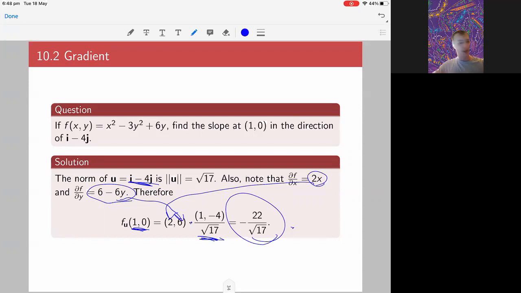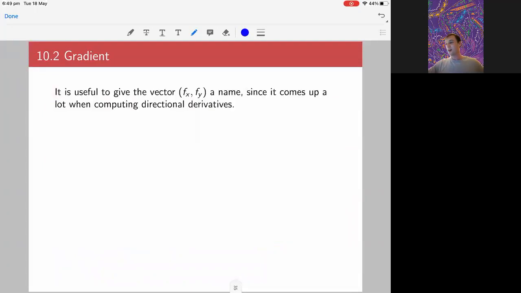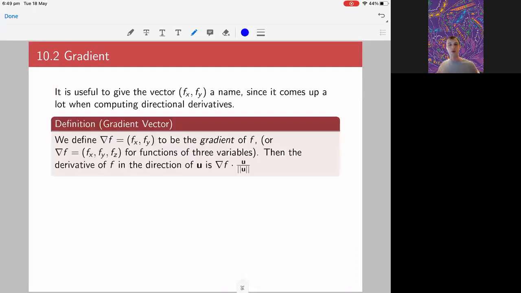Now, I think the last thing I'll do before we break for another 10 minutes is to give this vector a name. Because remember, this vector is df/dx, df/dy. This vector comes up a lot. In fact, it's already come up 2 or 3 times this class. So it's good to give it a name. And we call it the gradient vector.